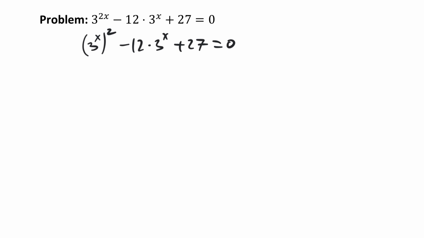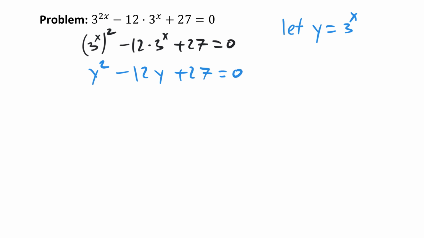So what we have sort of is like x squared minus 12x plus 27. So this is actually like a secret quadratic. If we let y equal 3 to the power of x, we get y squared minus 12y plus 27 equals 0. You might remember solving these types of things with the trig equations. A clever substitution allows us to turn a weird equation into a quadratic.